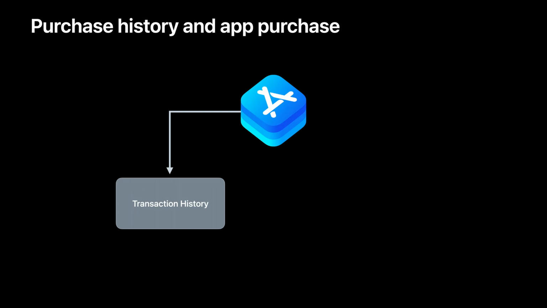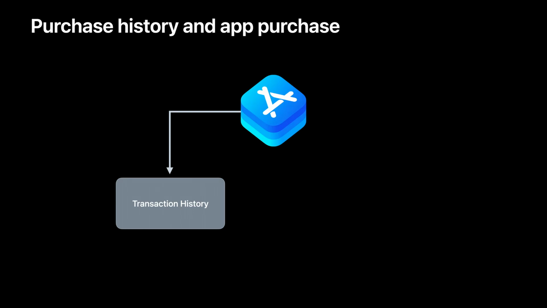These APIs allow you to find the exact information you need, including the user's latest transactions, unfinished transactions, and current entitlements. If you prefer to perform these calculations on your server, you can also get the user's purchase history from the App Store Server API. Ian will have some exciting updates on this later this session.